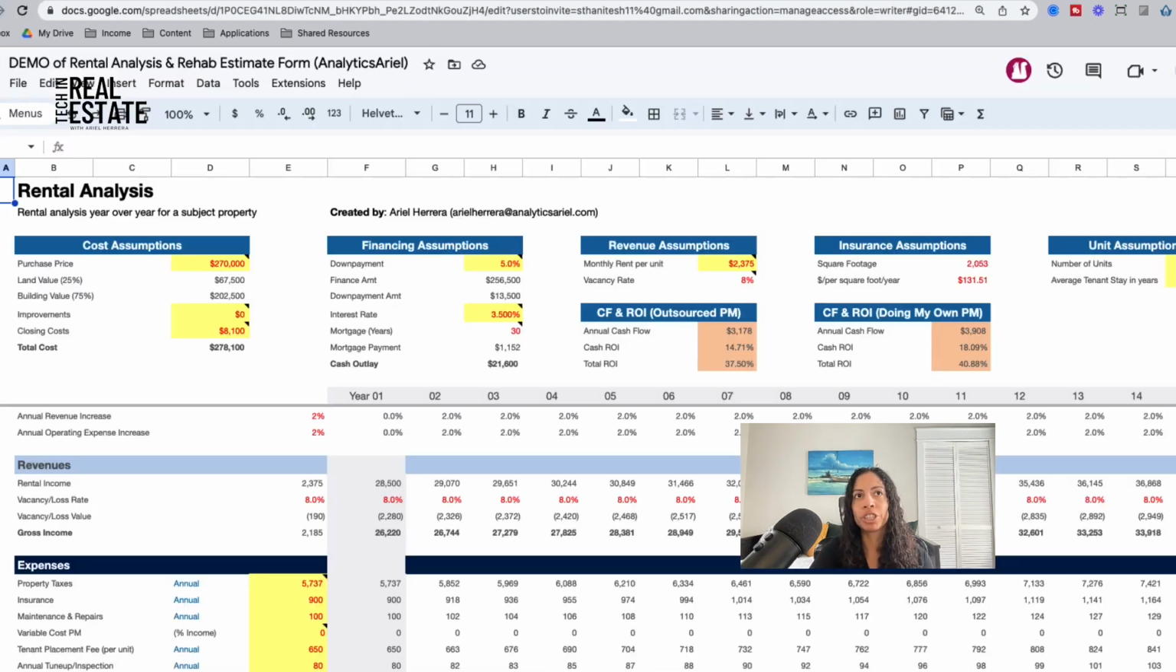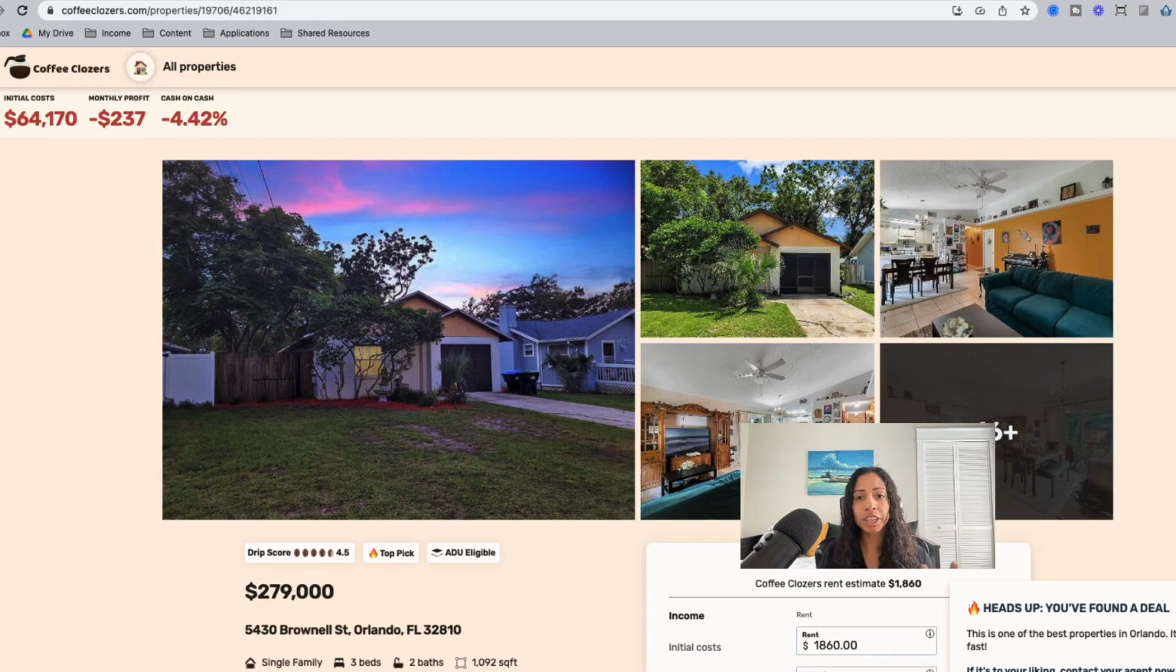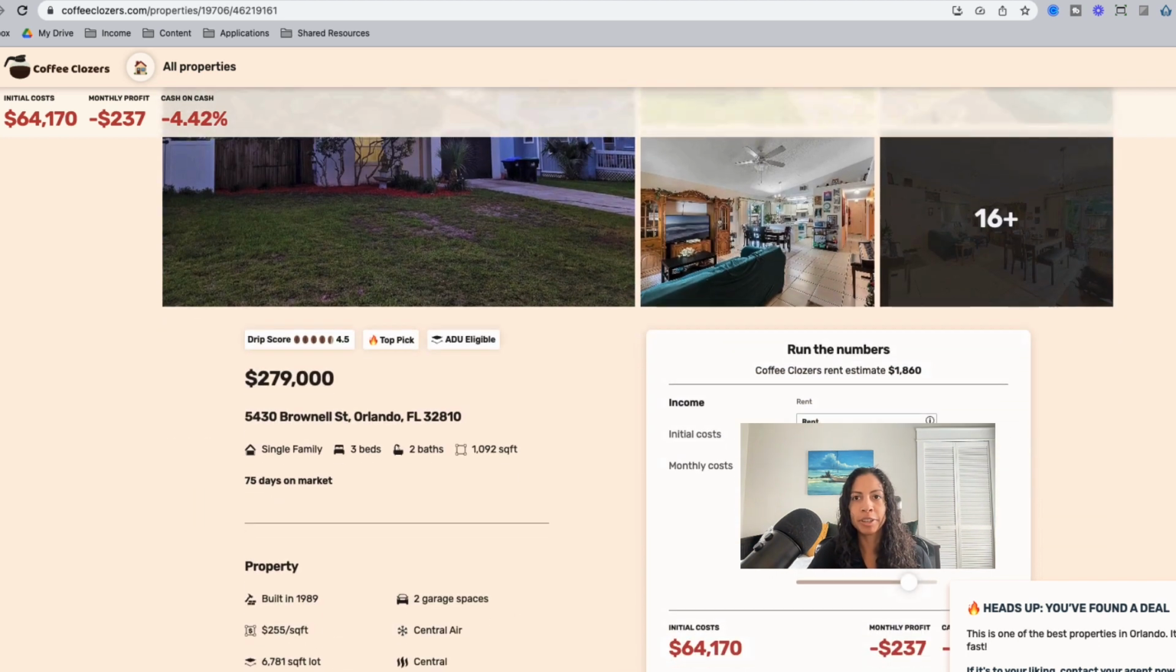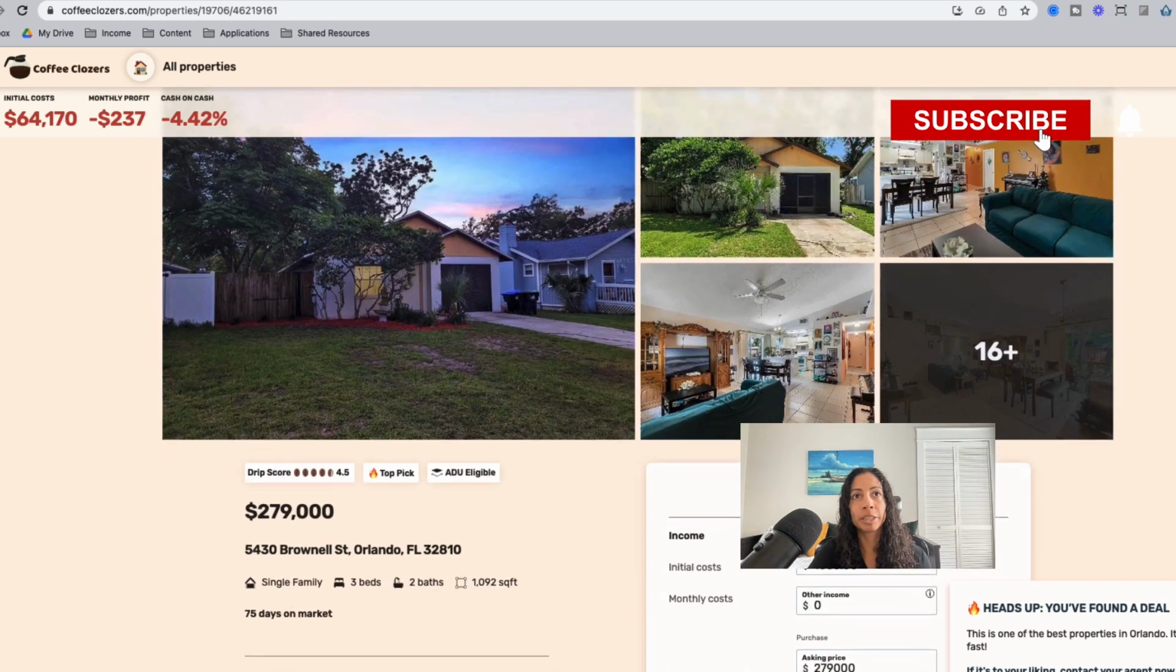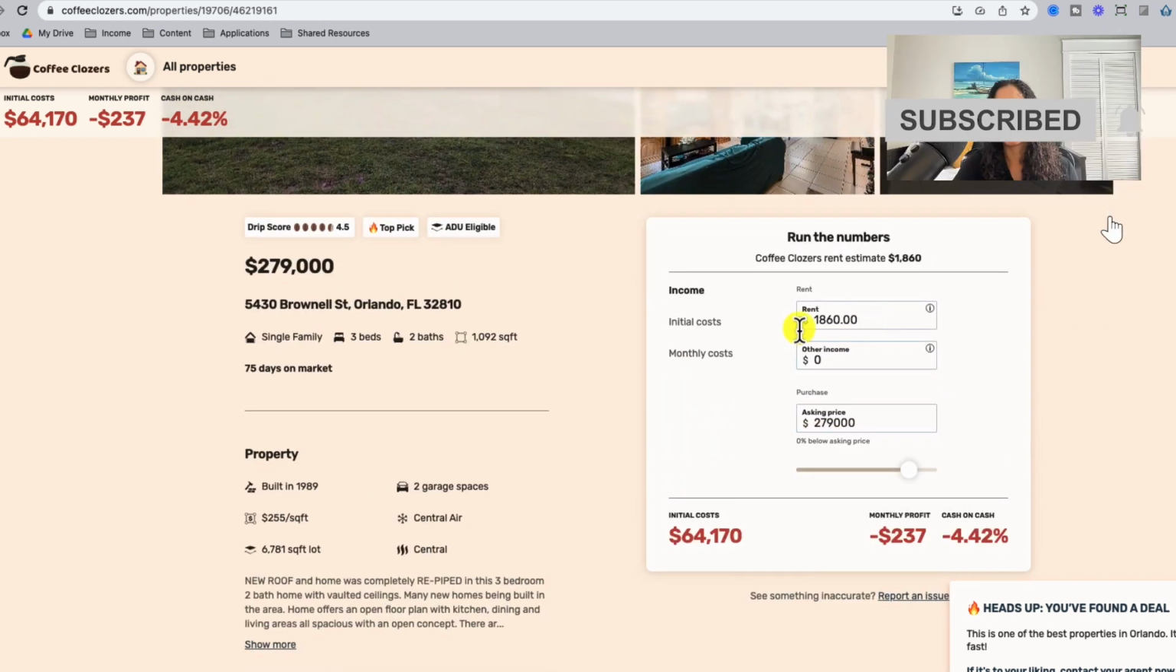I have a spreadsheet called Demo of Rental Analysis where you could actually plug in information for a property and be able to assess if it's going to cash flow or not. However, this is a bit antiquated as I've moved on to co-creating a company called Coffee Closers, where we do this automatically. So we have our own proprietary rent data, and as you could see below, for the same property, we have our rent here.